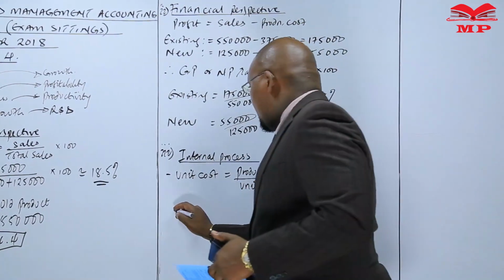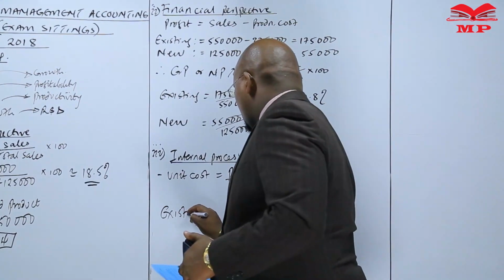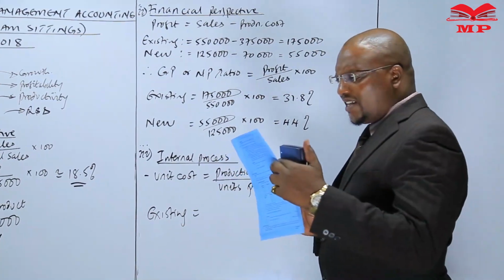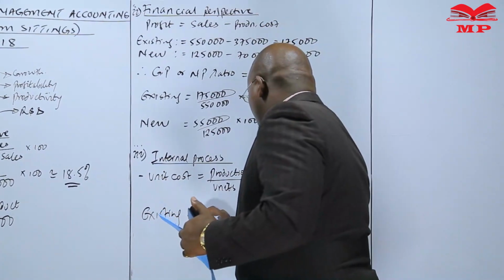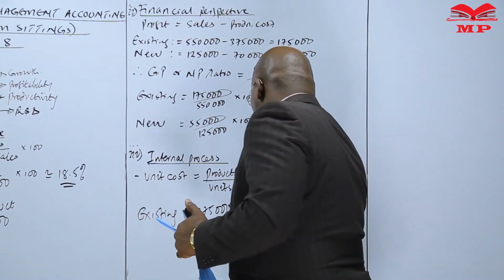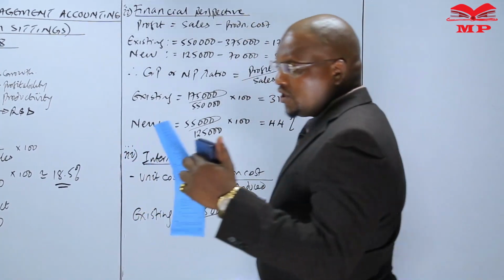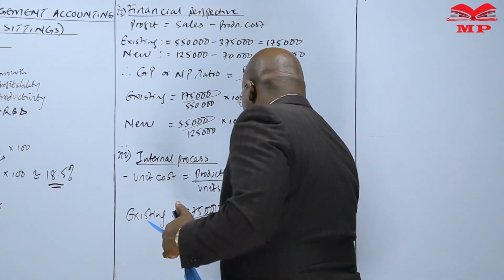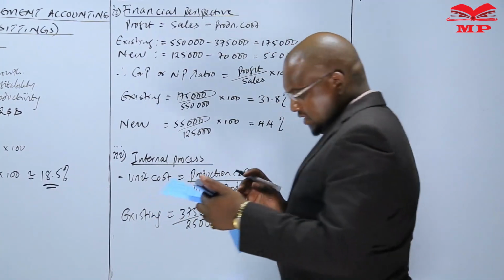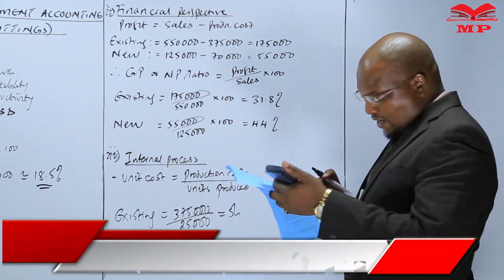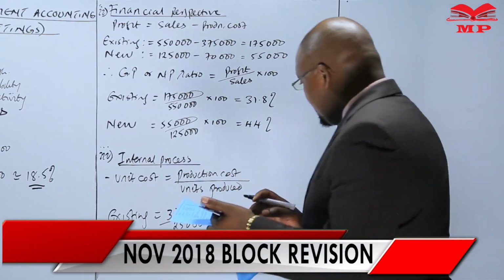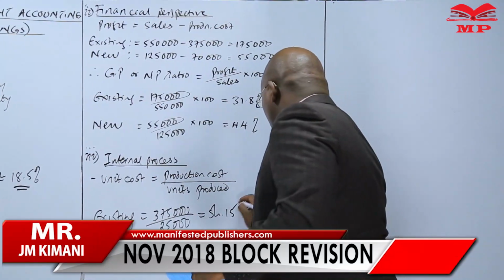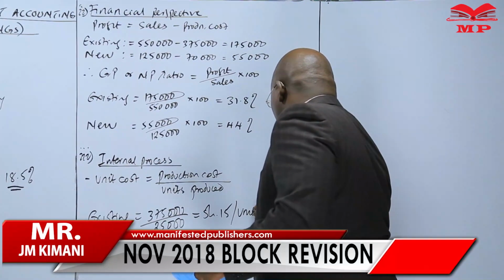So that we can say now here we have existing. The production cost for the existing is 375,000 divided by the units produced. Units produced existing is 25,000. This is going to give us shillings what per unit. Let's see. We have 375 divided by 25. This is shillings 15 per unit.